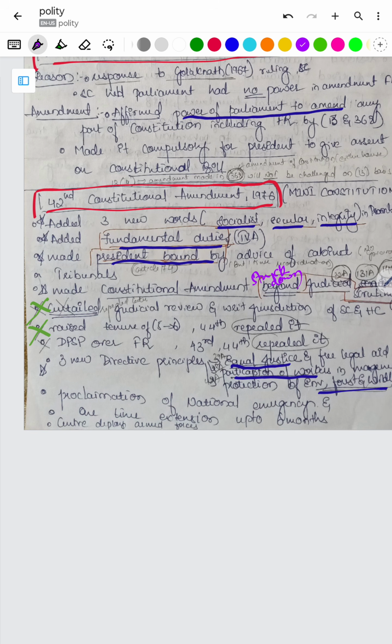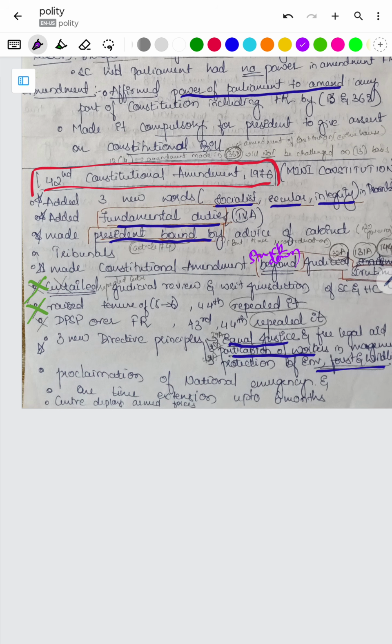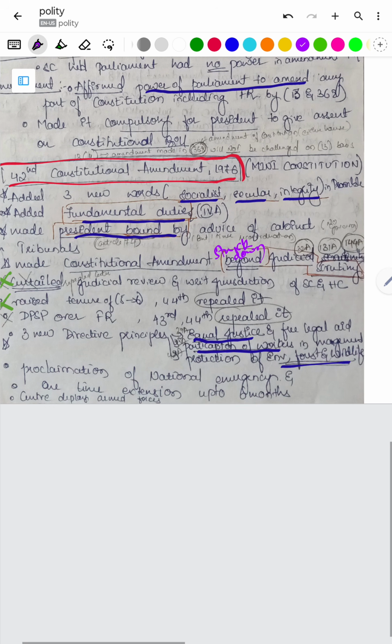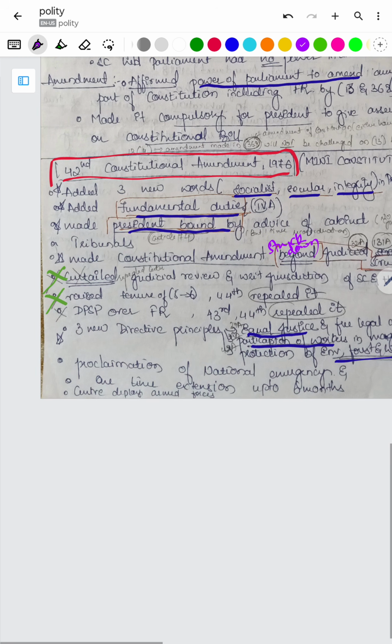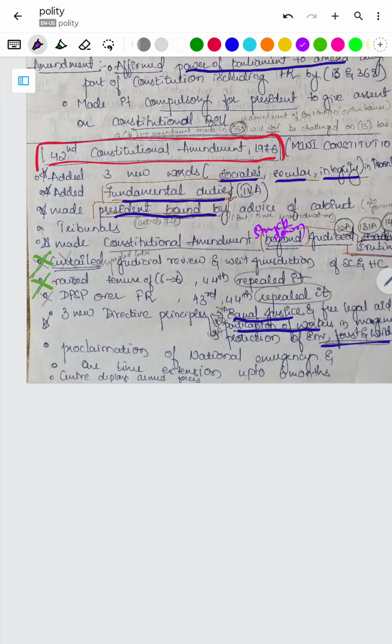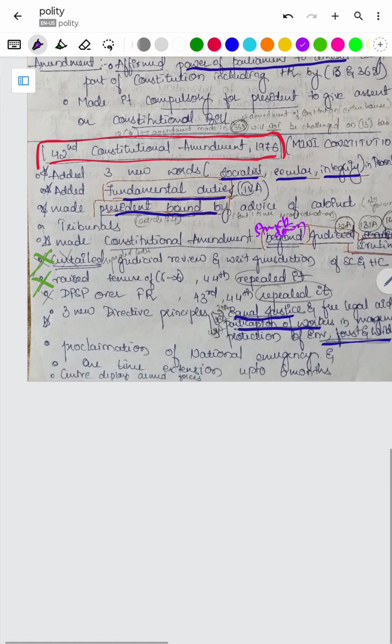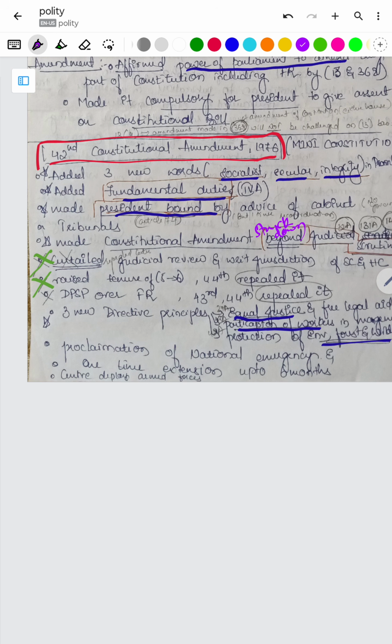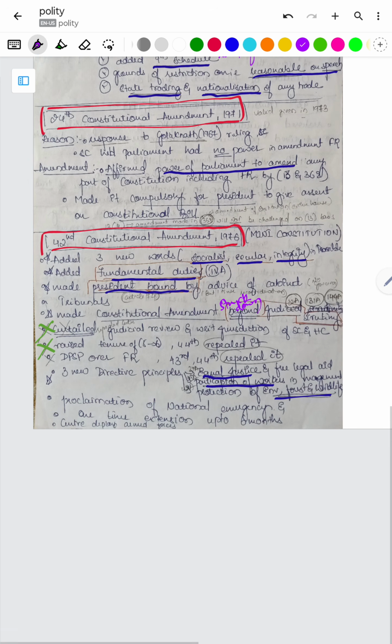Next, judicial review. It curtailed or repealed the judicial review and writ jurisdiction of the SC and HC. It raised the Lok Sabha tenure from 5 to 6 years. This was very interesting. Then DPSPs over FR, that one was also repealed. Very interesting things happened.